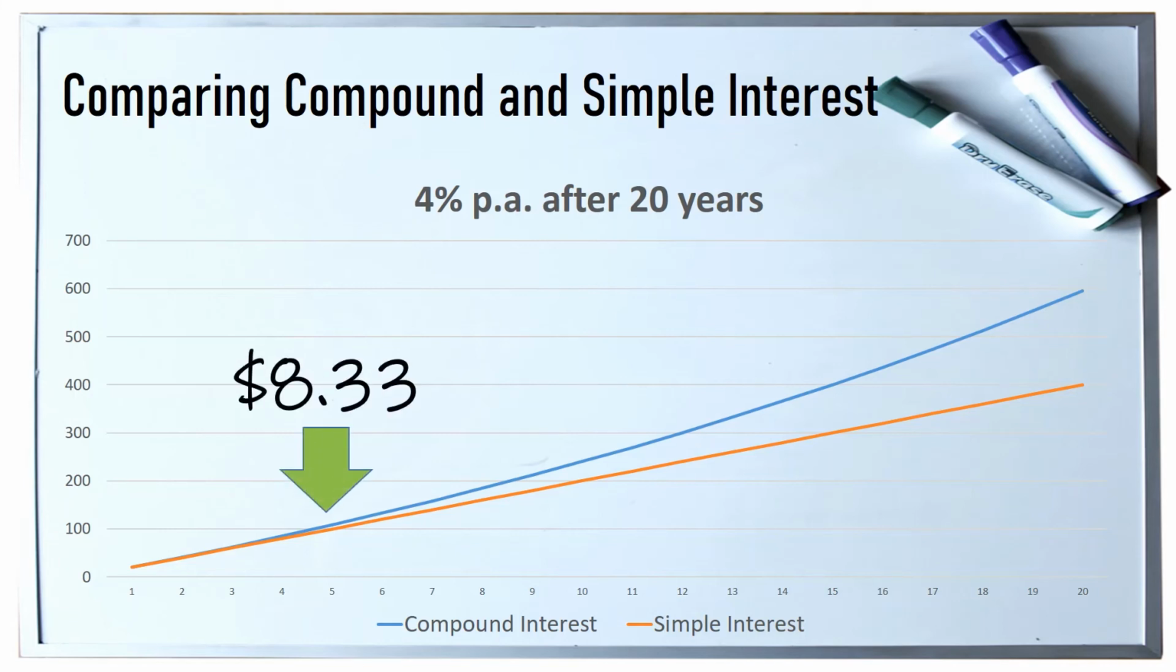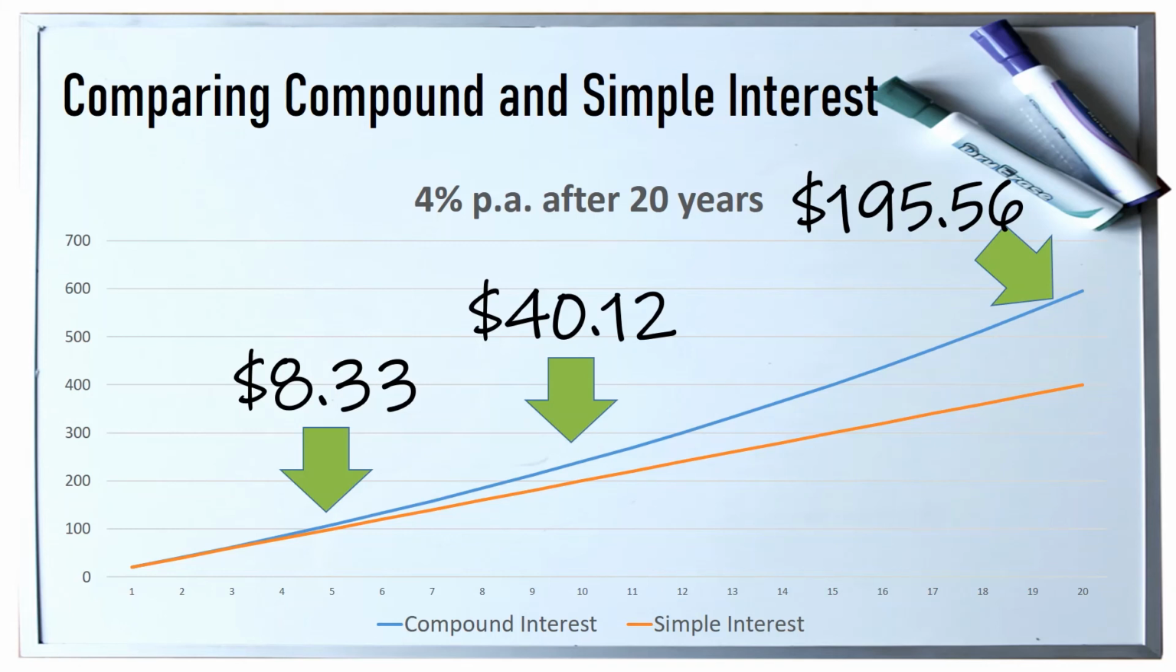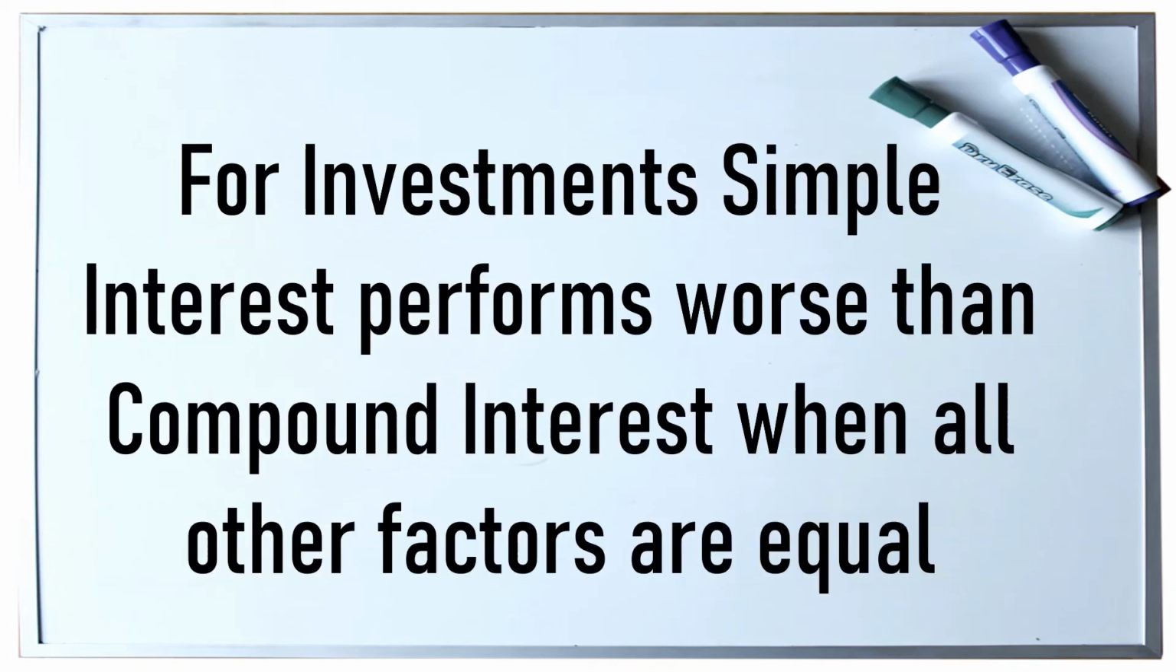After 5 years, it was $8.33 in total. After 10 years, it was $40.12 in total. After 20 years, it was $195.56. So it's not just that compound interest becomes more than simple interest over time, it does so at an ever accelerating rate. For investments, simple interest performs worse than compound interest when all other factors are equal. These other factors might be fees, the interest rate, the principal, or the term of the investment.